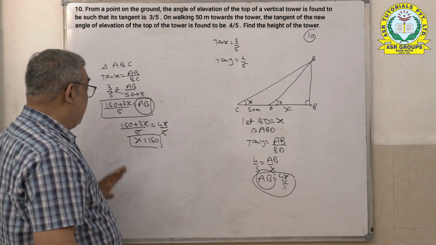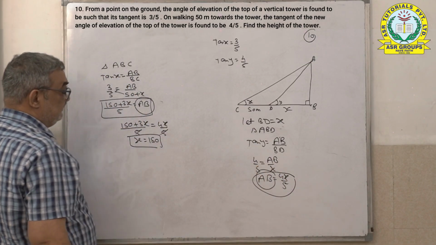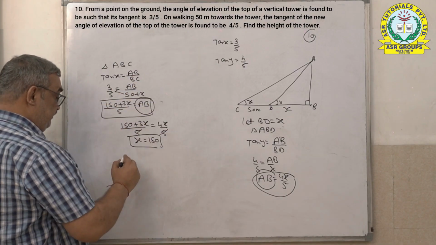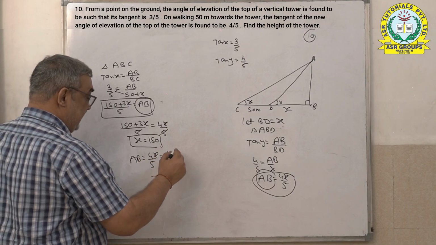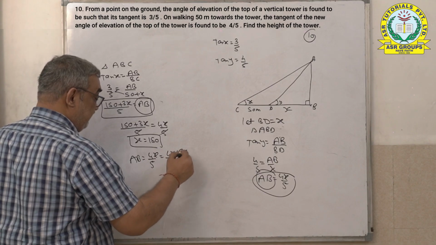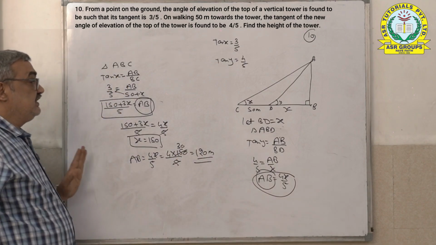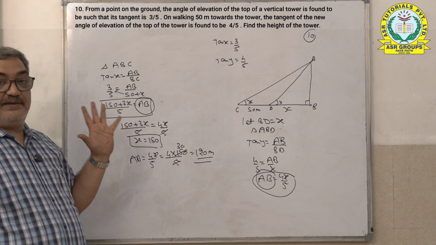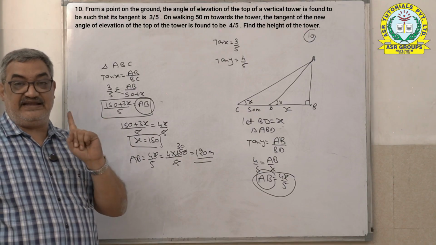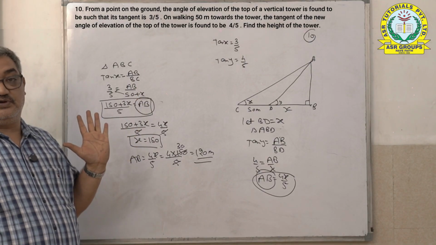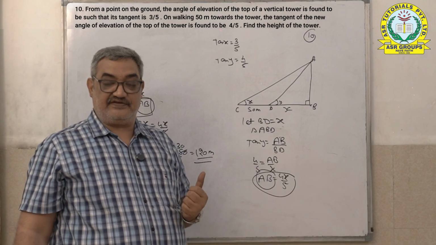Now I want to find AB. You can use this also, you can use this also. I will use this one to find AB. So AB is 4x upon 5. X is 150, upon 5. That is 120 meter. Got it? These are the important sums I am doing. If you know all these sums, you can solve any heights and distance sums in your textbooks. Okay? So we'll move to the 11th sum after this.